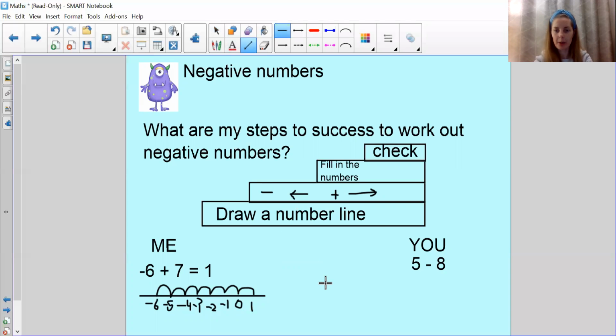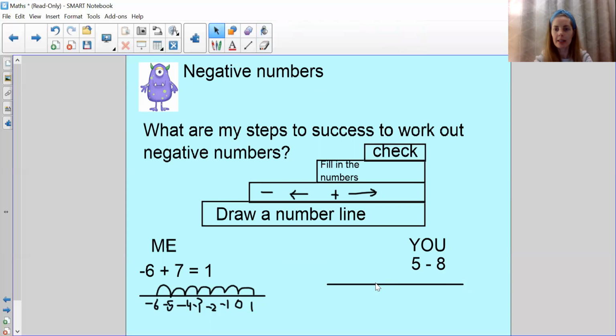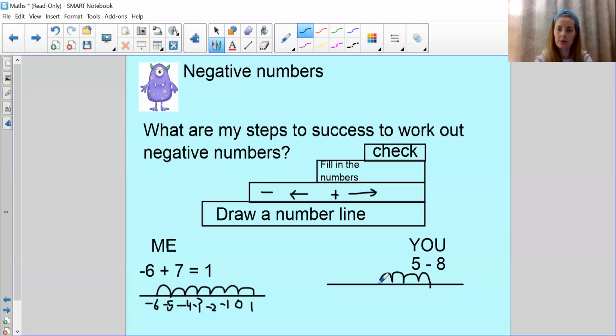Amazing. So your first step, hopefully, is you drew your very rough number line. You then had to decide which direction you are moving in, and you are going to be moving to the left. So you are going to start with the number 5, and you are going to bunny hop 8 times to the left. 1, 2, 3, 4, 5, 6, 7, 8.